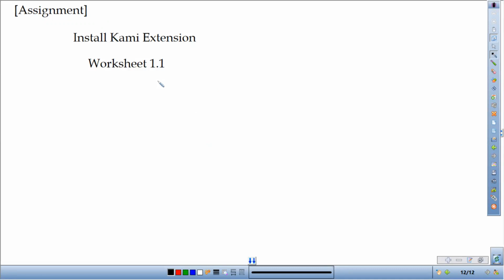What I'm going to do is show you how to install the Kami extension so you can do the worksheet. So I guess before I do that, I'll ask if there are any questions.